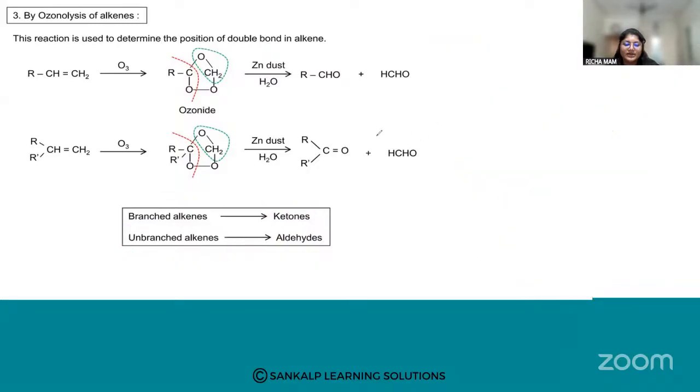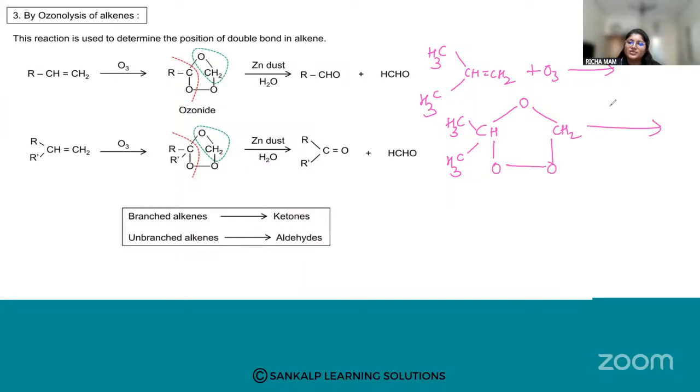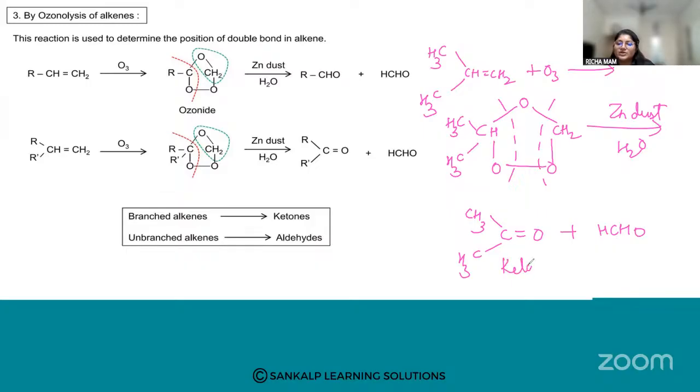So let us see an example. If I have CH3, CH double bond CH2, and CH3, add an ozone molecule. What am I going to get? Do not disturb anything; the rest will remain the same. Just write ozone. So three oxygen atoms have to be added. This will undergo cleavage in the presence of zinc dust and water. One cleavage here, another cleavage here. So what am I going to get here? I'm going to get CH3, C, CH3 double bond O plus HCHO. So one is a ketone, another is a formaldehyde. Understood? Is it clear?